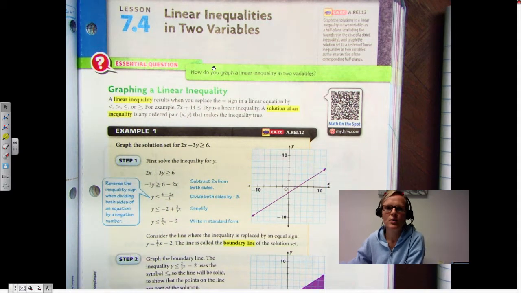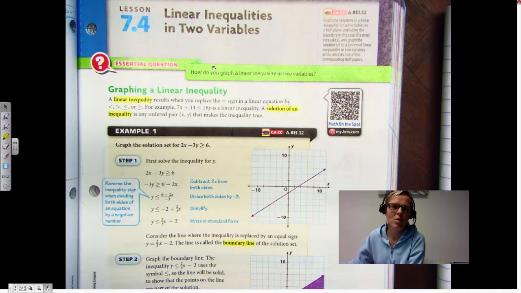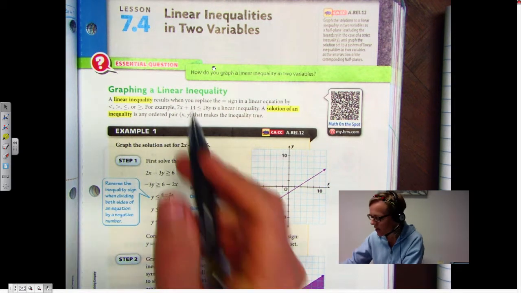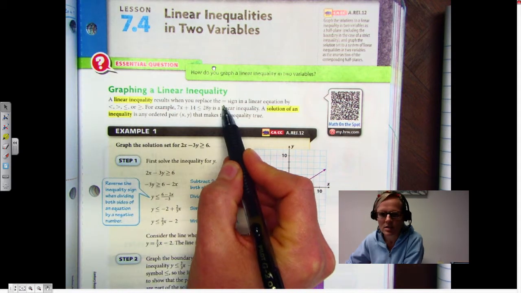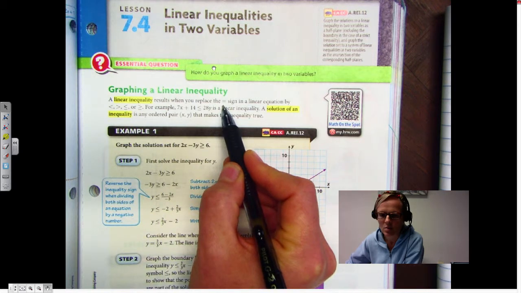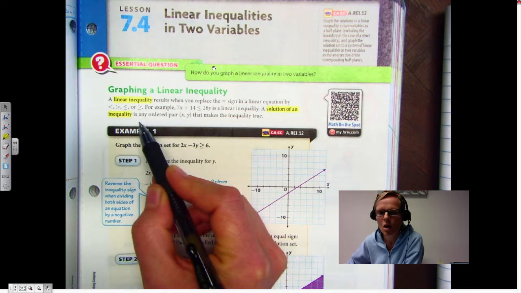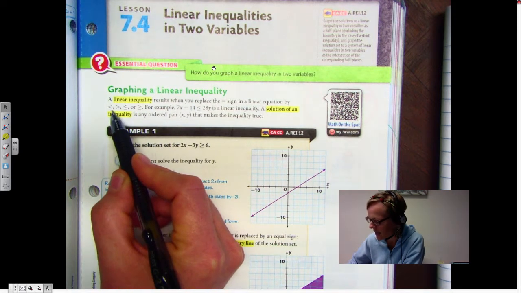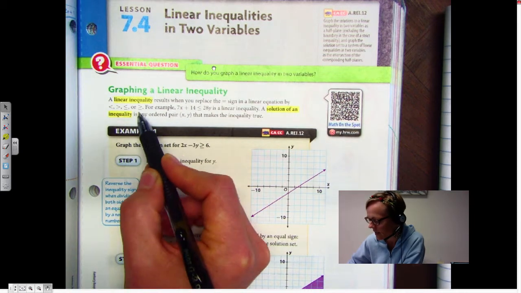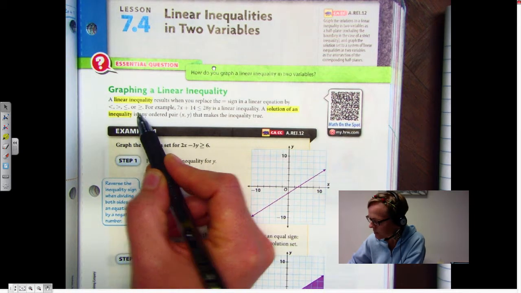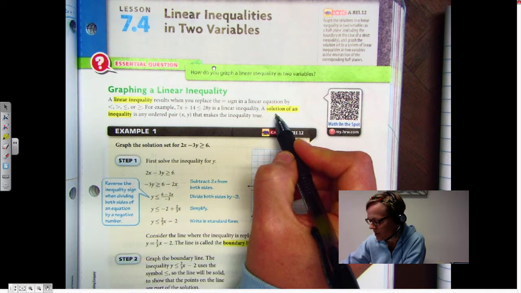Okay, today we are doing lesson 7.4 called Linear Inequalities in Two Variables. We will be graphing linear inequalities. Linear inequalities are simply the equations that we've been doing with x and y. The equations are now going to be inequalities. So we're going to have less than, greater than, less than or equal to, or finally greater than or equal to. We're going to be finding solutions.